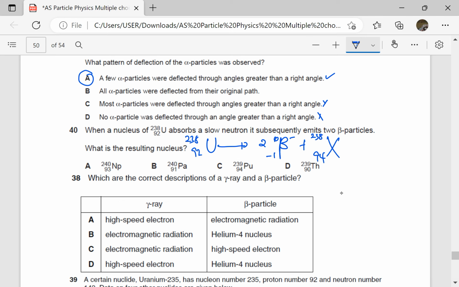When a nucleus absorbs a slow neutron, there is a +1 neutron on this side, so n 1 0. So this is 239, not 238. So this is 239. So the answer is going to be C.